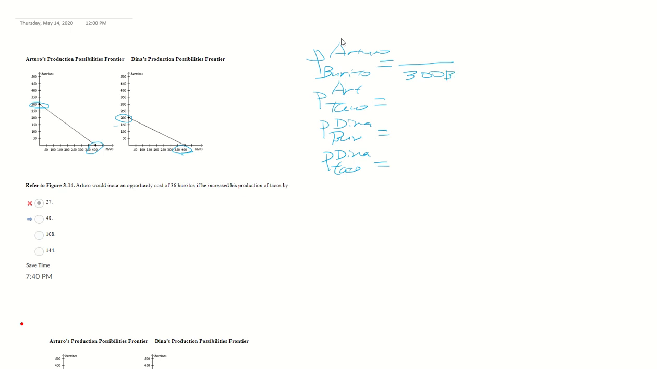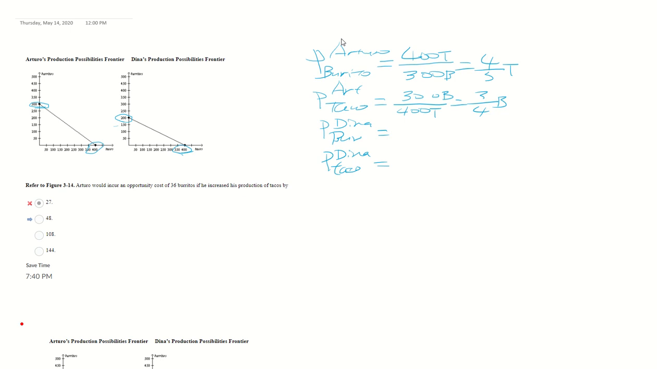And on top is the maximum of the other good for the same party. That will be 400 tacos for Arturo. Simplified, this is 4 over 3 tacos. So for every burrito Arturo produces, it costs him 4 over 3 tacos. Now for taco for Arturo, same thing. The maximum, 400 tacos, goes on the bottom, and 300 burritos goes on top, and this will be simply 3 over 4 burritos.